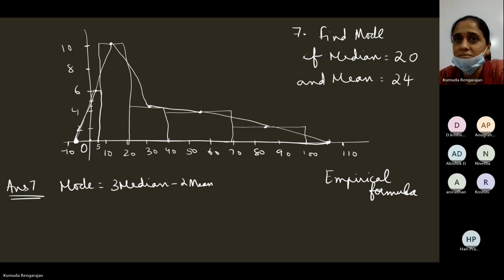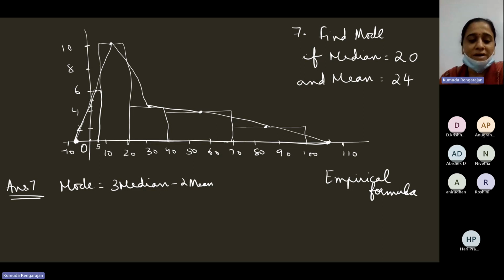Empirical meaning experimental. Experimental relationship between mean, median, and mode. When mean, median, and mode were found for different sets of data, this relationship was noticed. This is how mean, median, and mode behave. Mode is mostly 3 median minus 2 mean. See, for a frequency distribution, when you find mean, median, and mode, they may not satisfy this relationship precisely, but they'll almost behave like this. Okay, so I think that's enough for now. So this is called the empirical relationship between the three measures of central tendency.